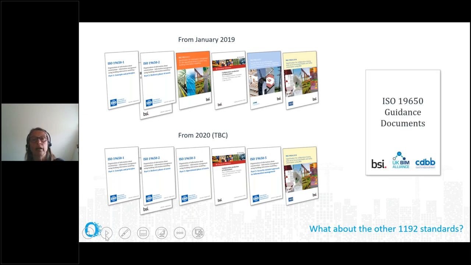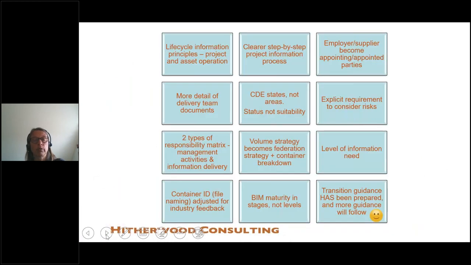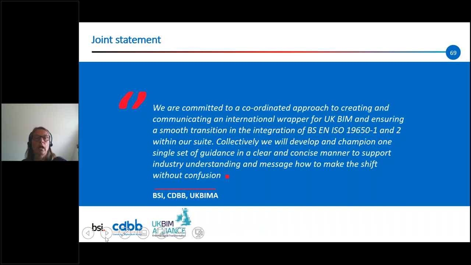But we also then started to look at ISO 19650 guidance documents. And many of you will recognise just how much effort has gone into that. David Churcher developed this slide, really highlighting what the key highlights of the ISO 19650 series were and how that differed from 1192. But I think the important thing, and this still carries on today, is that we do want to be able to communicate a common approach here without confusing the whole of industry.